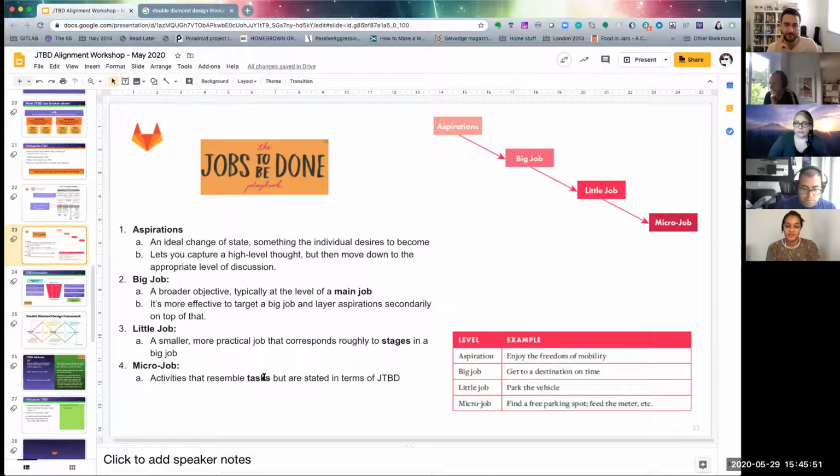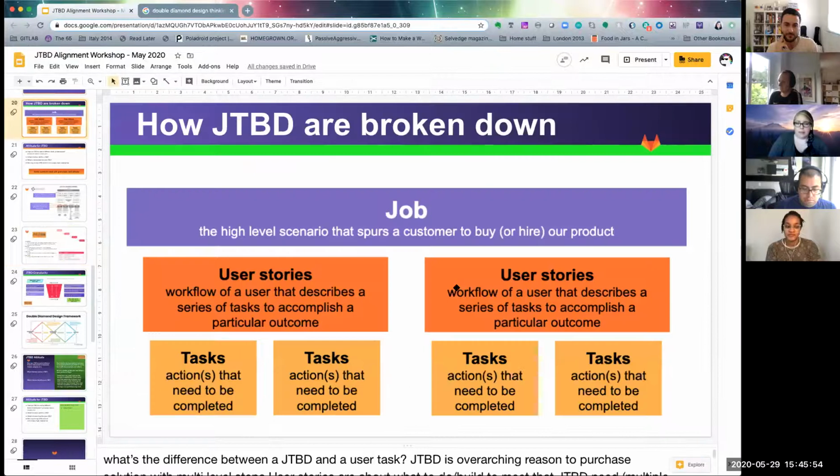And then the micro jobs are the same things as tasks. So you can kind of map that back here to your job. You've got your aspiration above your job. You've got your main job and those light yellow stickies. You've got your user stories, which are very similar to this micro job idea, which is when you map a job out, you've got these user stories that are in that job map. And then you've got your tasks.